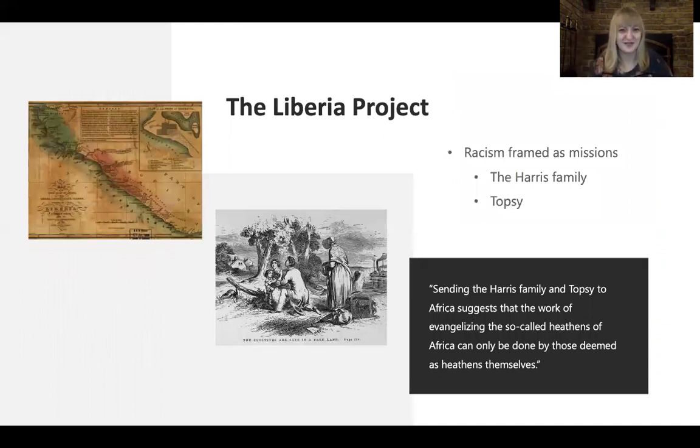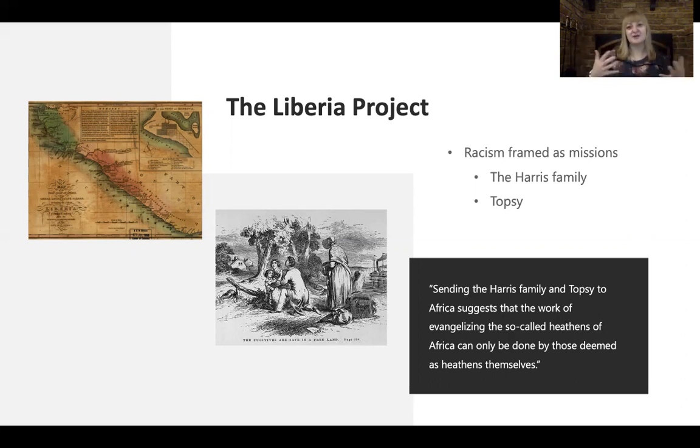And even the Harris family, who escapes, who gets to Canada, eventually goes to Liberia. There is this understanding that African people, people of African descent, can only contribute to society in Africa, in a country where they are at the top of the racial hierarchy, because they are a little more educated, because they are Christian. And there's this disconnect of, hey, you're free in our country, but you're never really going to have opportunities unless you go to Africa. So Topsy, we see the same thing.